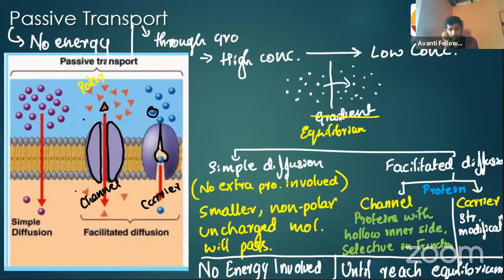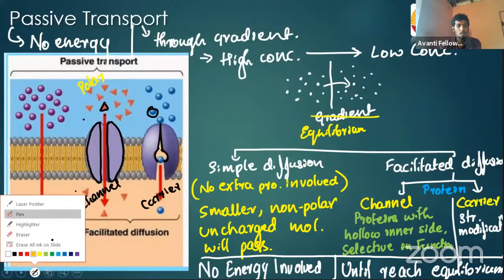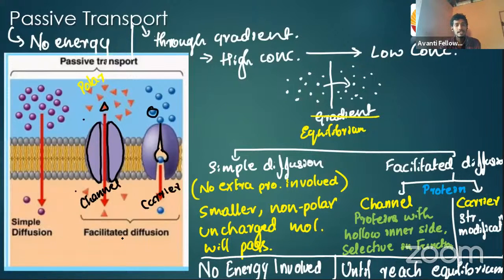What's the difference between simple diffusion and the channel? Except for energy, remember, in simple diffusion no protein is involved, so I will write it down here: no proteins are involved. But in facilitated diffusion, specialized proteins are involved. That is the major difference between simple and facilitated diffusion.